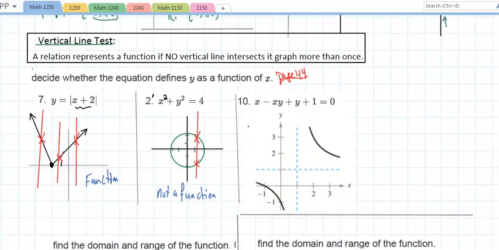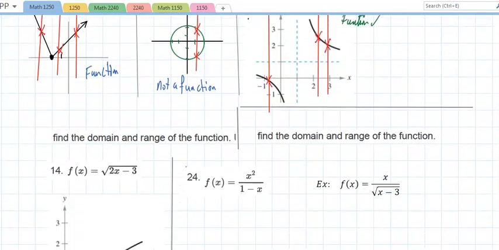On number 10, they give you the equation. Don't let the equation throw you off because they provide the graph. And here they say, well, okay, is this a function? Well, you draw a line, and what do you notice? That crosses once, another line. Well, can you find anywhere on this graph where you draw a vertical line that crosses more than once? If that's not the case, you would say this is a function.